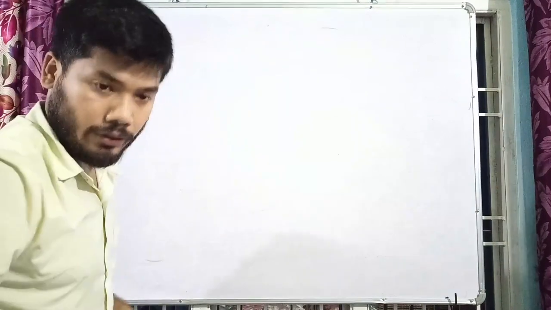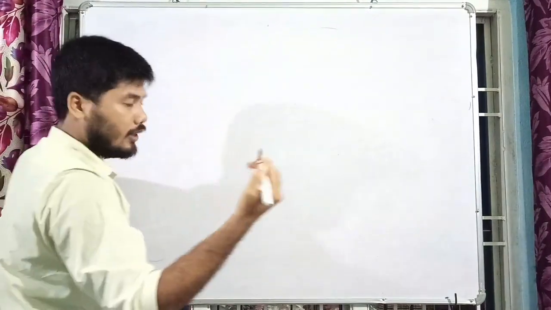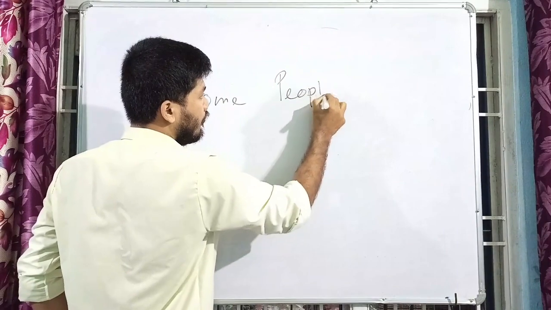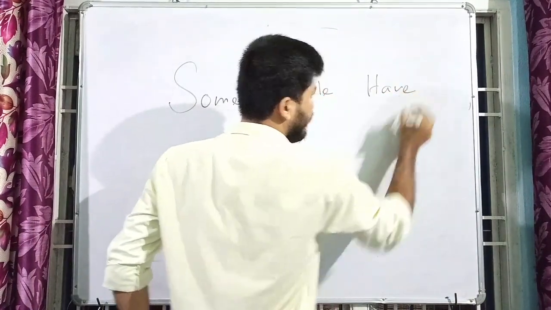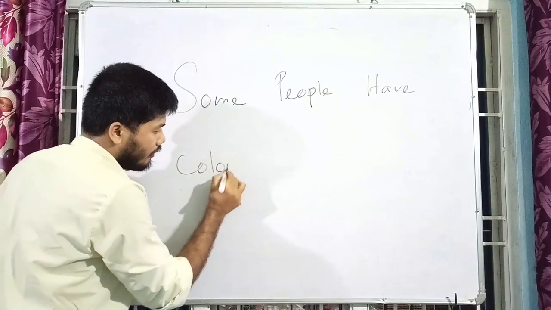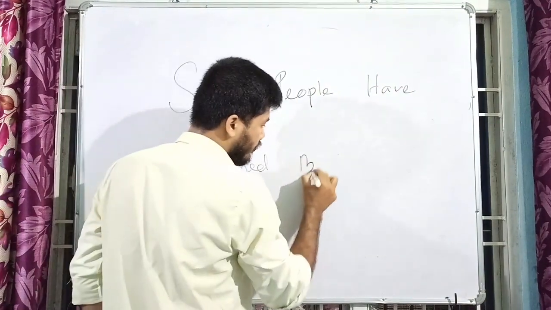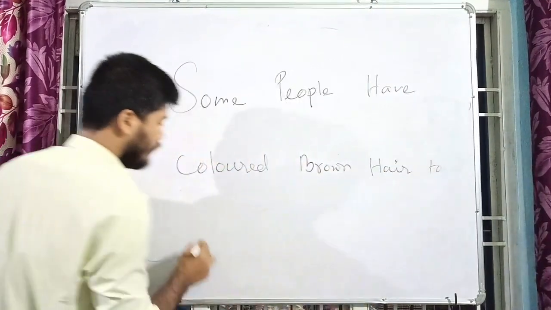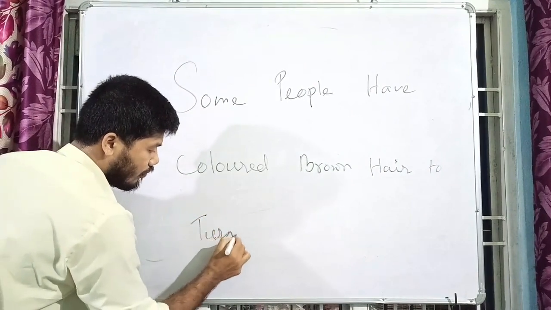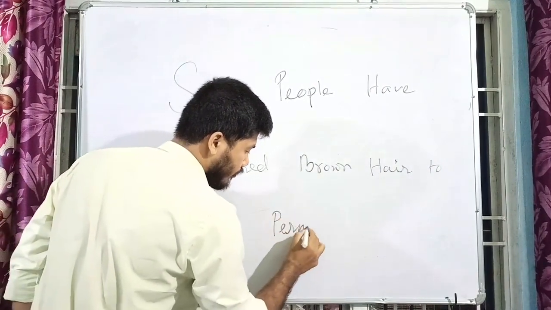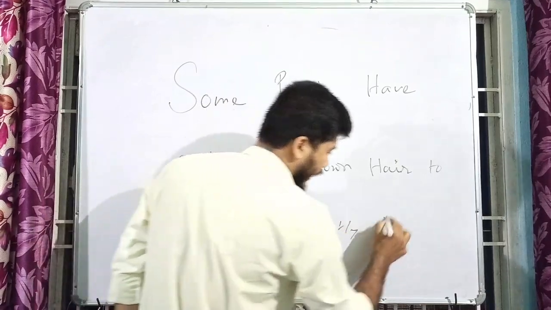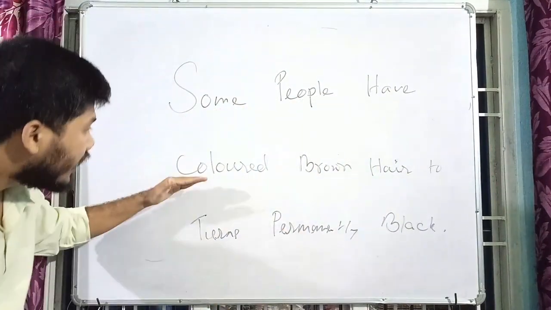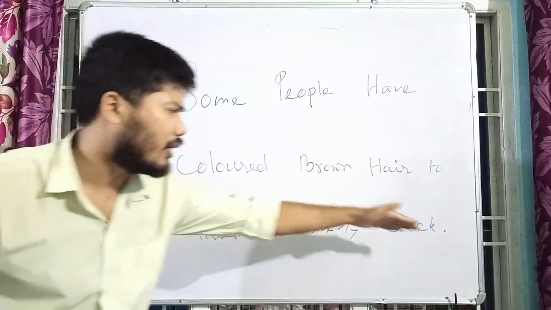Okay, what is that? Maybe you have heard it. Okay, let me write it here. Some people have colored brown hair to turns permanently black. Okay, so what is it? Some people have colored brown hair to turns permanently black.